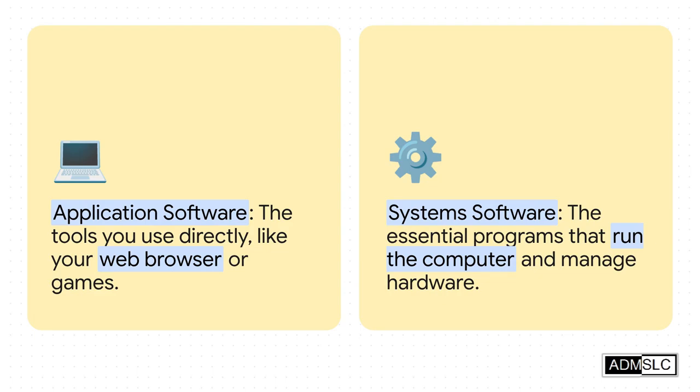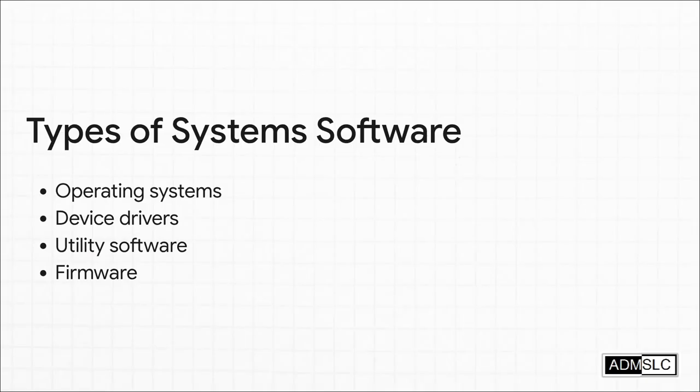On one side, you got your application software. You know, the programs you actually use, like your web browser, your games, your word processor. But on the other side, you have system software. You can think of this as the foundation, the backstage crew, the engine that lets all your applications run in the first place. Now, what's really cool is that system software isn't just one thing. It's more like a whole team of specialists working together.